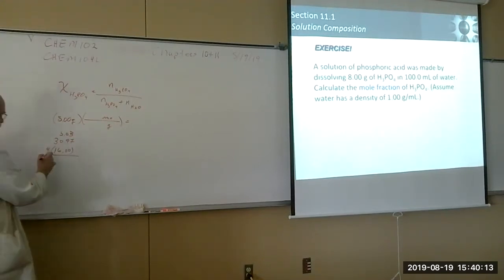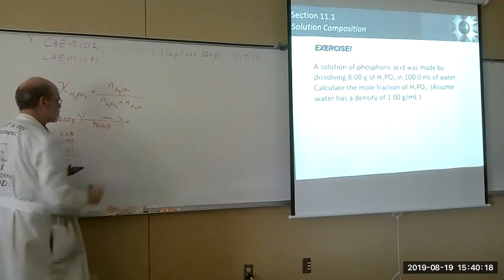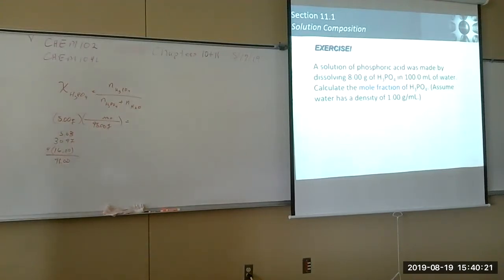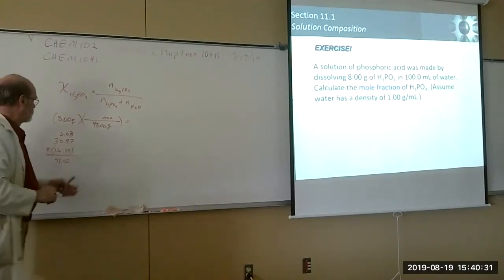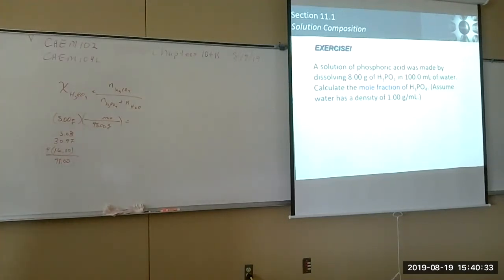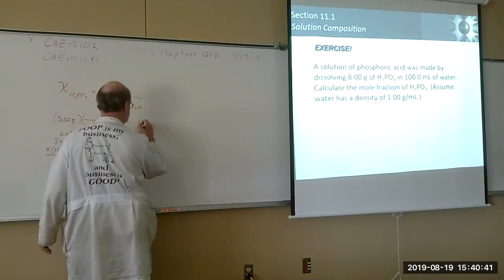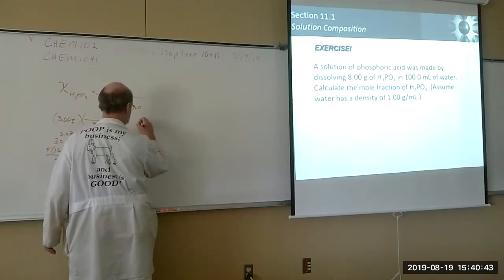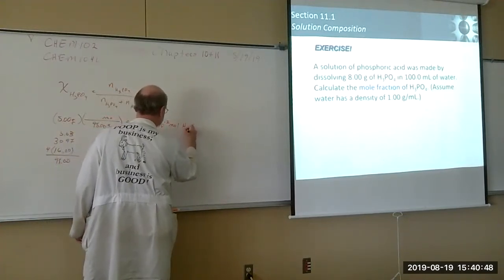I get 98. So in order to figure out the molar mass of H3PO4, all you have to do is add their atomic weights together, and that gives you the molar mass of the H3PO4 molecule. We'll divide that into 8. That gives 8.16 times 10 to the minus 2 moles of phosphoric acid.